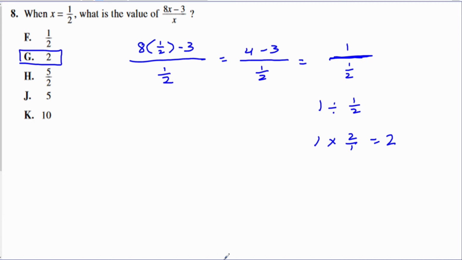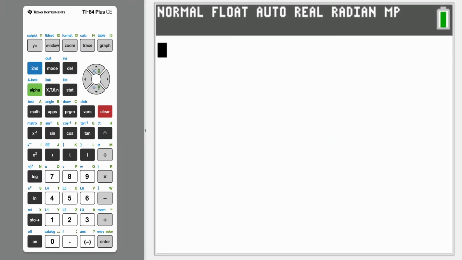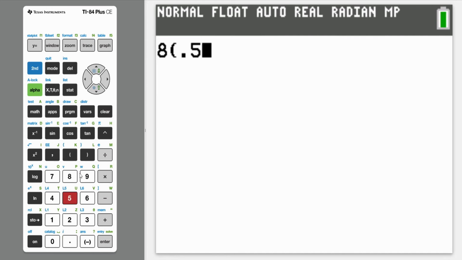If you want, you can also use the calculator here. So let me pull up my calculator. I can do this same thing. Let's see if I can move it out of the way. For the calculator, I can type in the same thing: 8 times, and instead of writing 1/2, I know that 1/2 is 0.5, minus 3. The reason I'm showing you this is because you might be tempted to do this and then say, okay, I'm going to divide by 0.5. That looks like what our problem says.